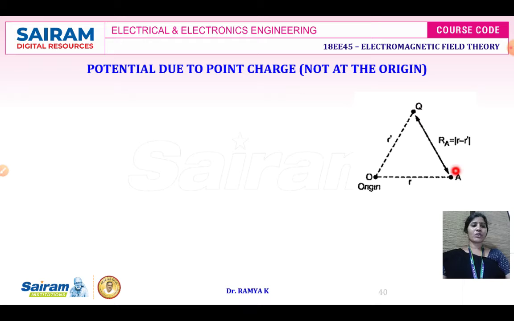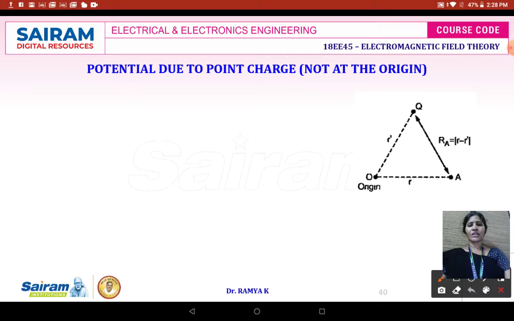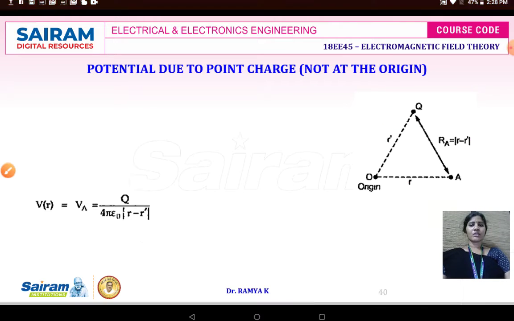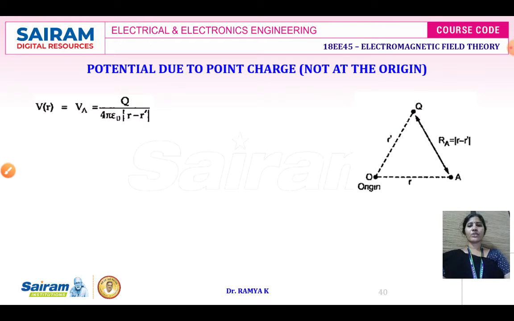The distance between the cause and effect is used for calculating the distance r. Now here it is going to be r and this is going to be r dash. Therefore the distance between Q and A is going to be r minus r dash. This is how we need to identify the potential due to a point charge which is not at the origin.